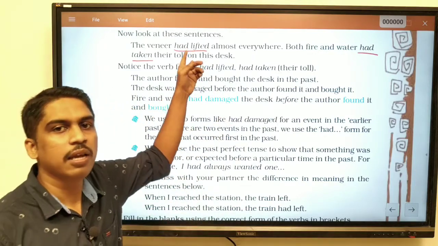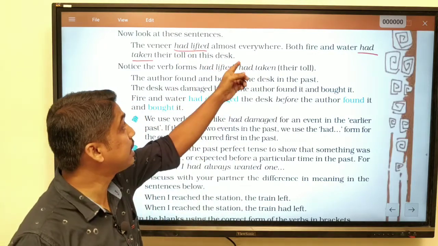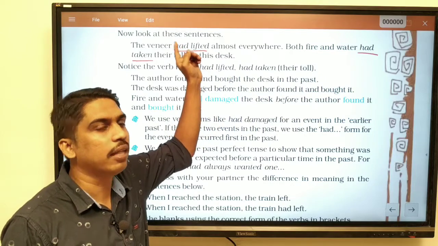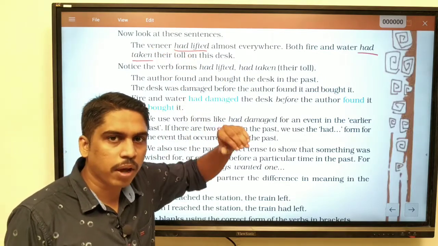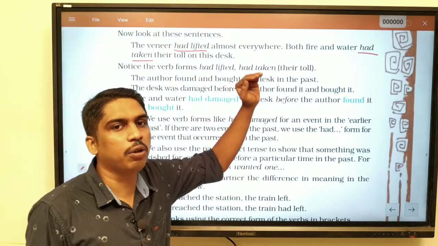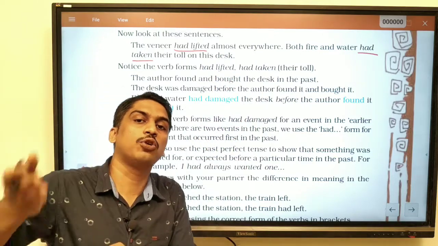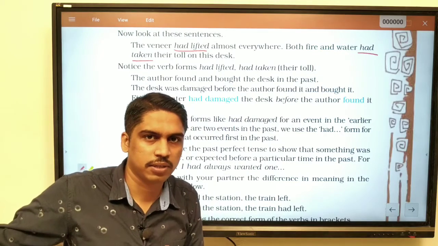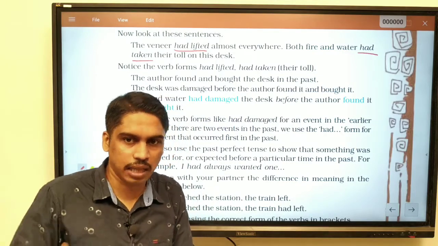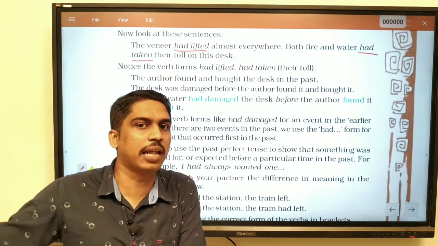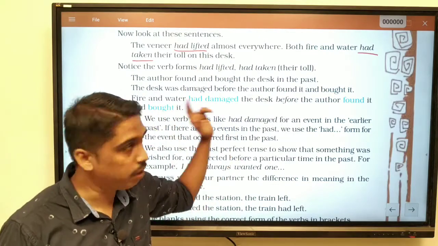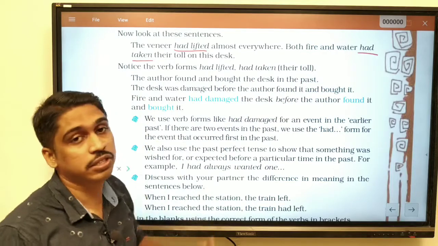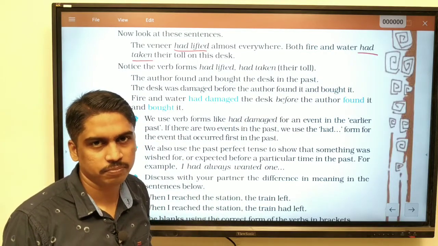അതുകൊണ്ടാണ് ഇവിടെ പറഞ്ഞത് ഞാൻ വാങ്ങിച്ചപ്പോഴേക്കും ഈ ഡെസ്കിന്റെ പലയിടത്തും അതിന്റെ വെനീർ, അതിന്റെ കവറിങ്, സോഫ്റ്റ് കവറിങ്, അത് പലയിടത്തും പറഞ്ഞു പോന്നിട്ടുണ്ടായിരുന്നു. വാട്ടറും ഫയറും ഒക്കെ അതിനെ ഡാമേജ് ചെയ്തിട്ടുമുണ്ടായിരുന്നു. ഏർലിയർ പാസ്റ്റ്. അണ്ടർസ്റ്റാൻഡ്? ഏർലിയർ പാസ്റ്റ് ആണ്. ഇദ്ദേഹം അത് വാങ്ങിക്കുന്നതിന്റെയും മുമ്പ് നടന്ന കാര്യങ്ങളാണ്. അതുകൊണ്ടാണ് ഹാഡ് ലിഫ്റ്റഡ് എന്നും അതുപോലെ തന്നെ ഹാഡ് ടേക്കൺ എന്നും അവിടെ പറഞ്ഞു. Clear?